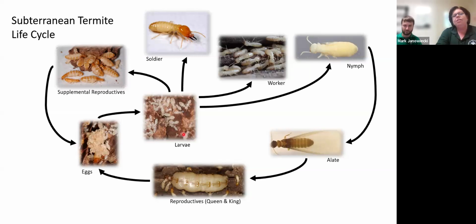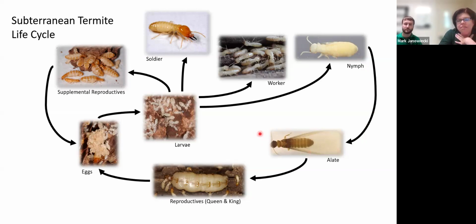The larvae are going to go through a series of molts, and they are either going to become soldiers, workers, or nymphs. Within subterranean termites, the worker is considered a terminal caste. So once you go through a series of molts and you're a worker, you're going to live and die a worker. You're not going to all of a sudden turn into a soldier or a nymph or an alate. It's actually the nymphs that will become alates the next time you're ready to swarm.